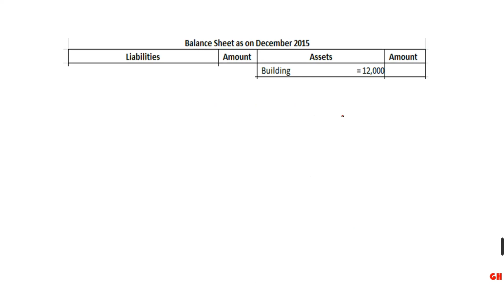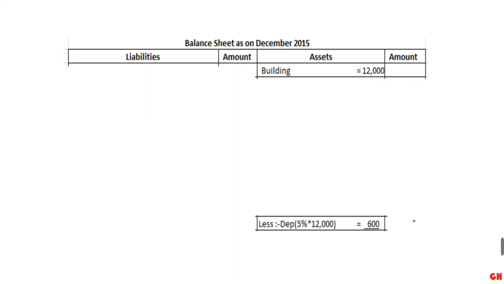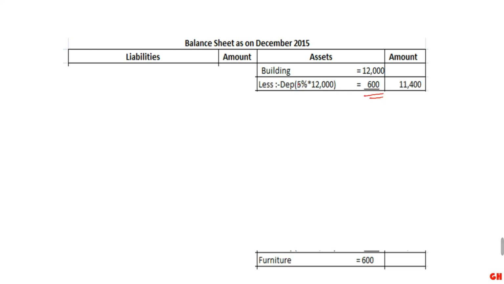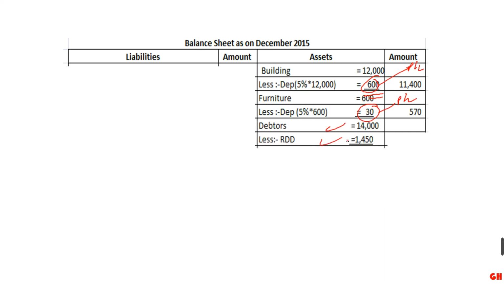First one will be building, which is taken from the additional information given. Building and furniture, but depreciation of 5% needs to be charged. So 5% depreciation on building is 600. Your answer is 11,400. On similar lines, the furniture 5% depreciation, the answer is 570 after deducting 30 rupees. Both are debited to the profit and loss account. Then debtors 14,000, but we need to deduct RDD of 1,450. Your answer is 12,550. Then bills receivable 5,000.